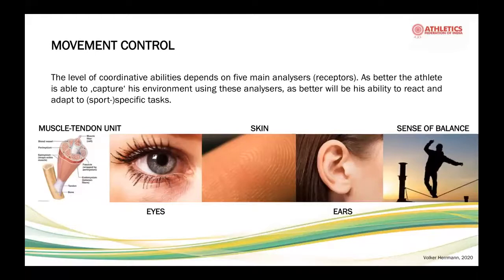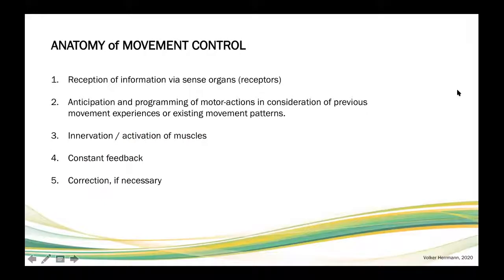to maintain a stable position. And since most of the athletics movements, also in the javelin throw or even in the shot put, until you reach the blocking phase, have only one foot on the ground, the higher the speed is, the smaller the base is, the harder it becomes for the body to maintain the balance. And that's why the training of balance becomes so crucial for our athletes. So again, these 5 receptors, the muscle tendon unit, the eyes, the skin, the ears, the sense of balance, they are continuously and constantly providing information back to our brain. And based on this information, the brain is adjusting the movement patterns.